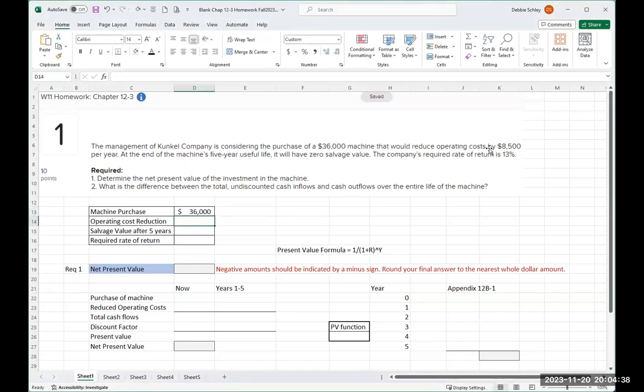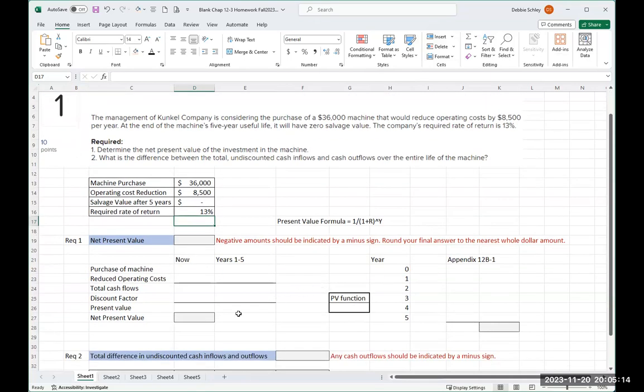That would reduce operating costs by $8,500 per year. So there's my savings of $8,500 per year. At the end of the machine's 5-year useful life, it will have a 0 salvage value. So no salvage value. The company's required rate of return is 13%. Okay. They want us to determine the net present value of the investment in the machine.